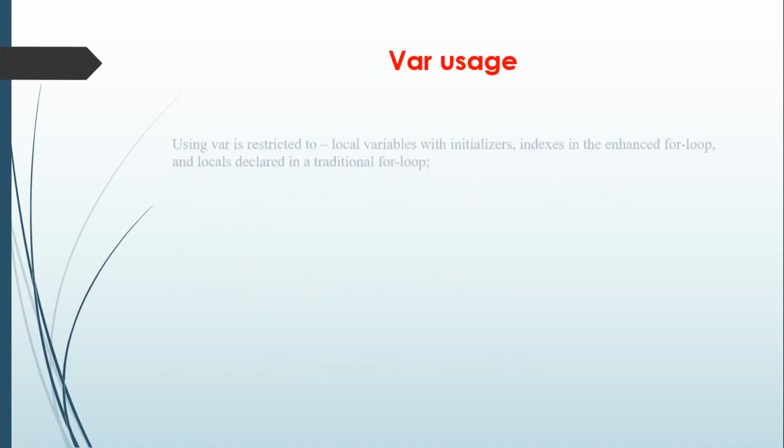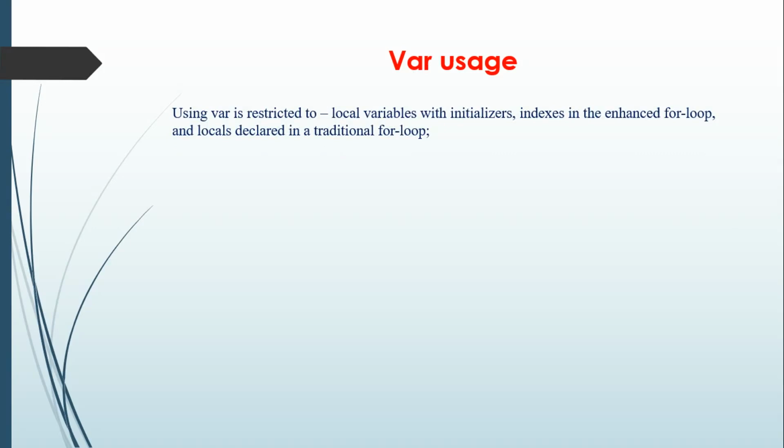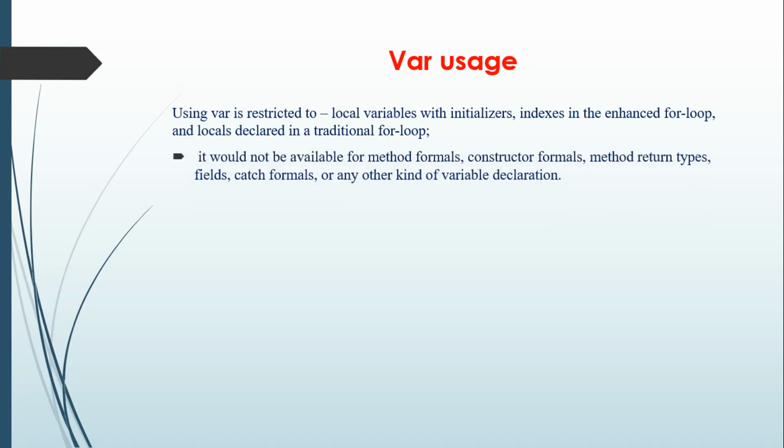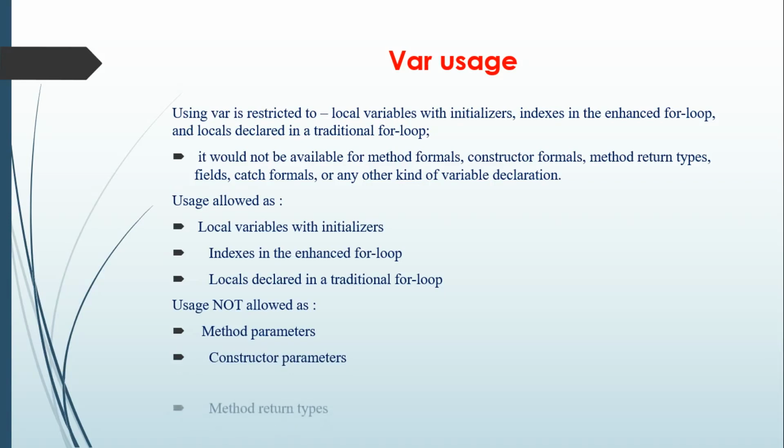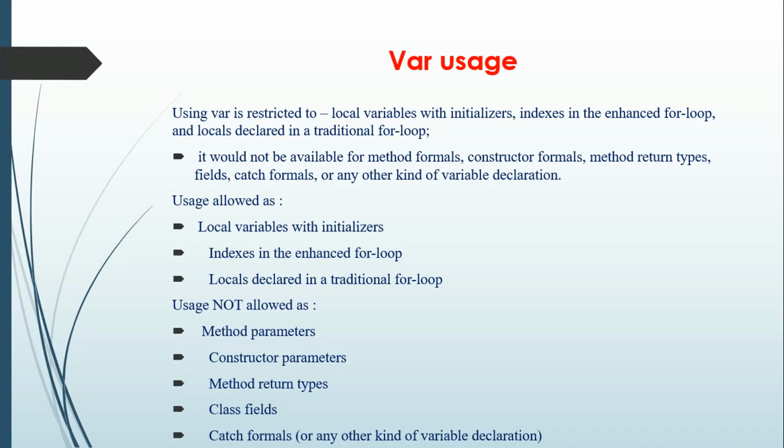Var uses. Using var is restricted to local variables with initializers, the index in the enhanced for loop, and locals declared in a traditional for loop. It is not available for method formals, constructor formals, method returns types, fields, catch formals, or any other kind of variable declaration. So uses are allowed as local variables with initializers, index in enhanced for loop, and local declared in traditional for loop, and not allowed as method parameters, constructor parameters, method return types, class fields, and catch formals.